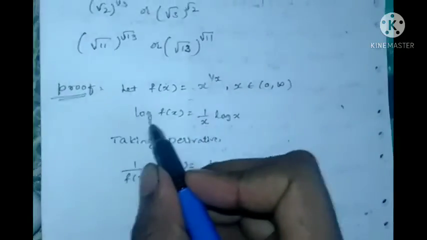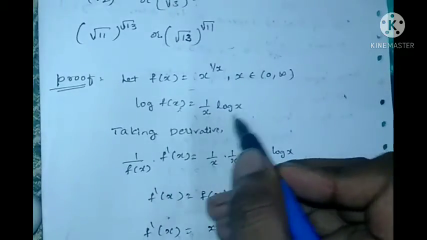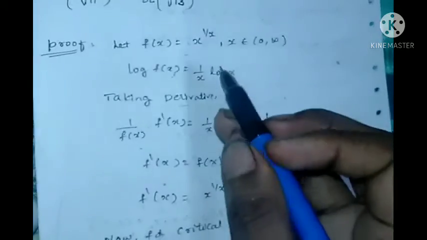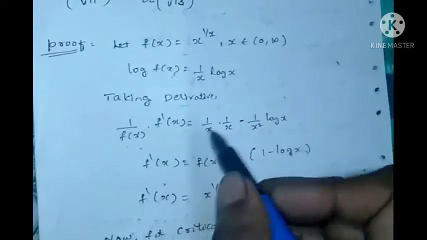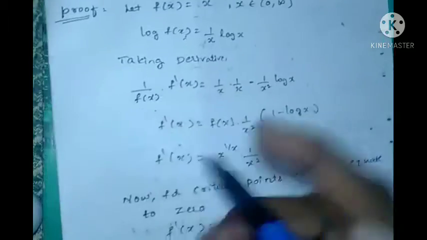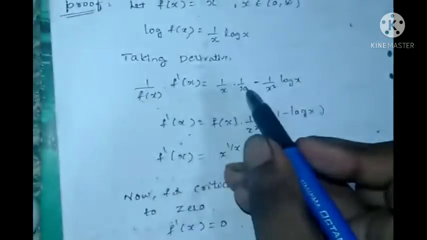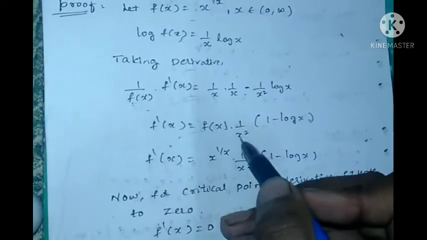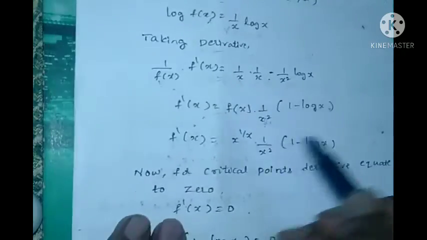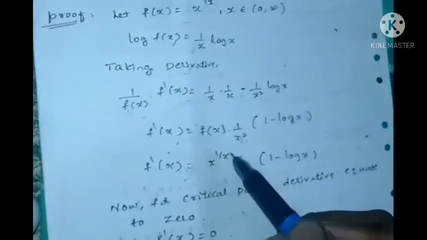Take the log on both sides. We get log of f of x is equal to 1 by x log x, and taking the derivative we get 1 by f of x times f dash of x is equal to, we apply the product rule here, 1 by x square minus 1 by x square log x. So f dash of x is equal to f of x, and we take 1 by x square common, we get 1 minus log x. And f dash of x is equal to x power of 1 by x, times 1 by x square, times 1 minus log x.